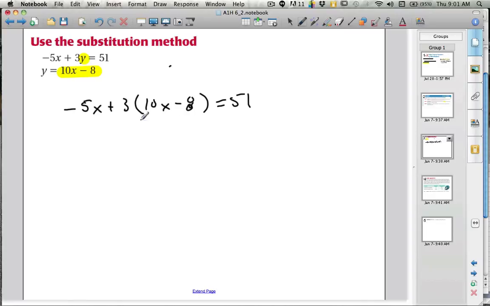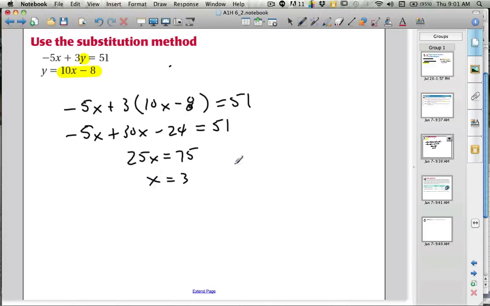As always, I would consider whether to distribute or not. I can't really divide everything by 3 because the 5 is not divisible by 3, so it's not going to help me. I'm going to go ahead and distribute. Negative 5x plus 30x minus 24 is equal to 51. When we combine negative 5x and 30x, we get 25x. And when I add 24 to either side, I get 75. And so x is equal to 3.